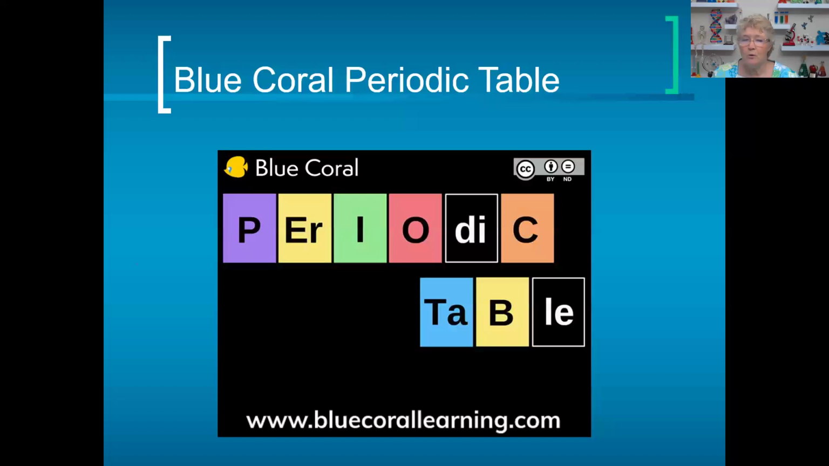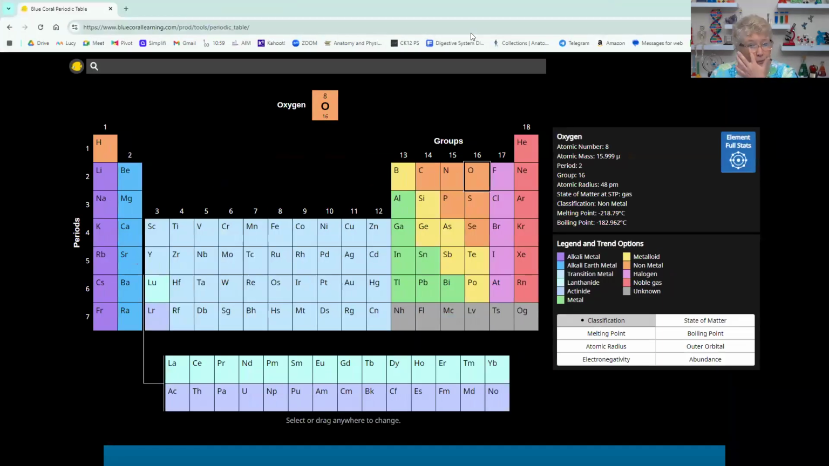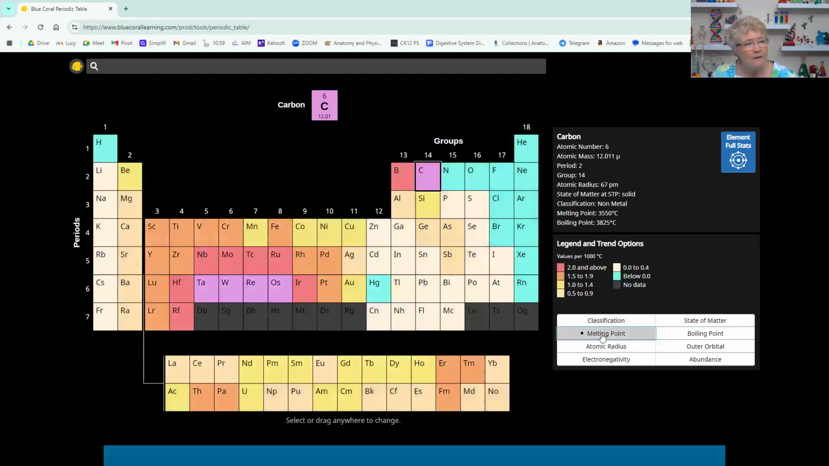Now this one's pretty cool. It's got some really interesting things in it. If you look over here, let's pick carbon. You can look here and see carbon is orange. That means it is a non-metal. Match it up over here. The classification is non-metal.